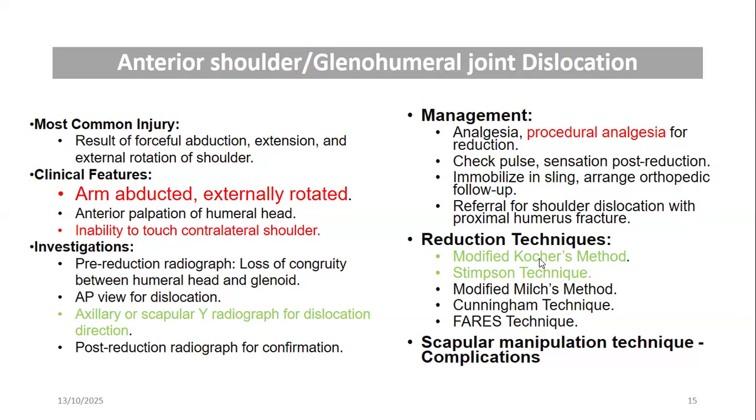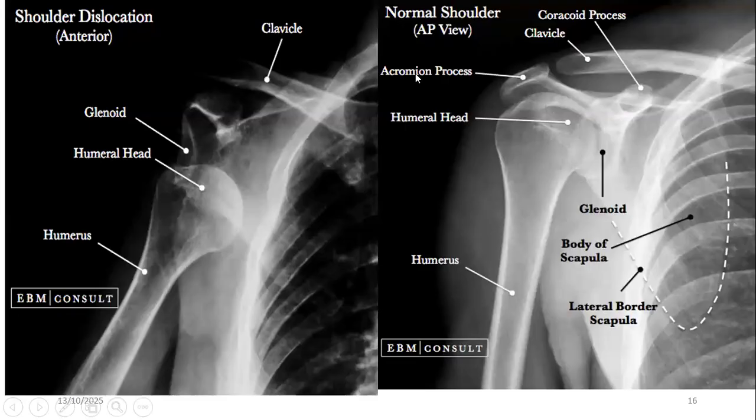For management, the same ABCD approach, and you will give analgesia. If you are going to reduce it, then you will give procedural sedation. Check pulse and sensation, post reduction immobilize in a sling, and arrange orthopedic follow-up. That should be your management plan. There are many reduction techniques: modified Kocher method, Stimson technique.